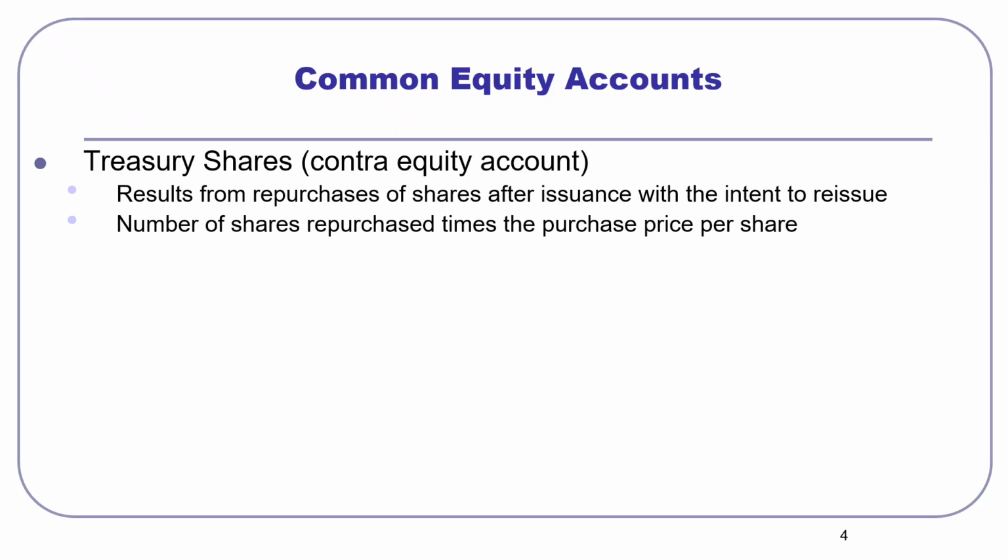The next account you may see is called treasury shares. Treasury shares are common shares bought back by the firm but not retired because the firm has the intent to reissue them. This is a contra equity account, which means it will carry a negative balance in the owner's equity section. This concept is just like the contra asset account allowance for doubtful accounts, which is a negative value on the asset side of the balance sheet. The dollar amount you will see for treasury shares is equal to the number of shares repurchased by a firm times the purchase price paid by the firm to buy back the share.